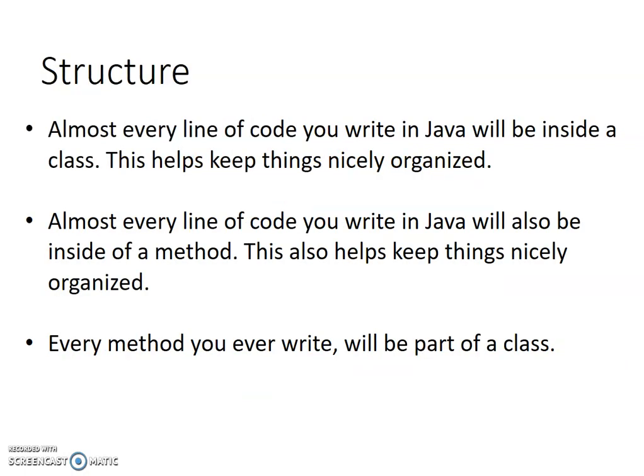So almost every line you write is going to be inside a class. It keeps things nicely organized, so it's associated with the class in any way you need to use it. And almost every line will also be inside of a method. So methods are a way of organizing chunks of information. So if I want to do some specific task, I will put that task in a method. For now, we're going to put everything in main because we're doing simple things, but we're going to get into methods eventually.